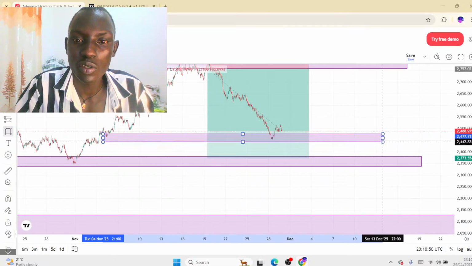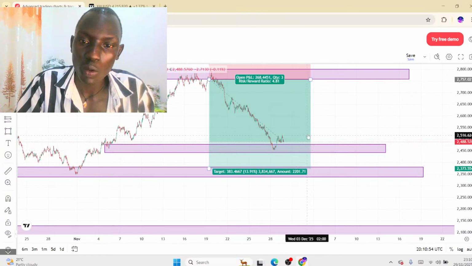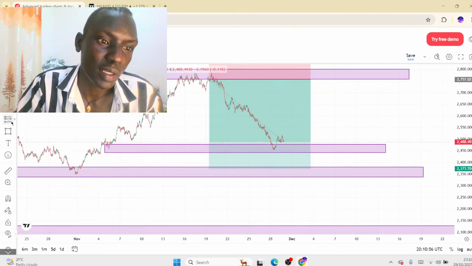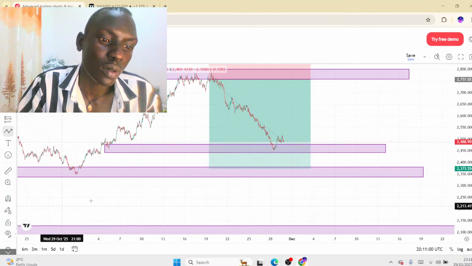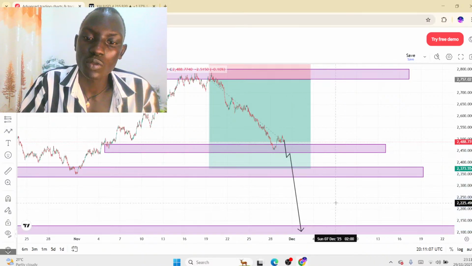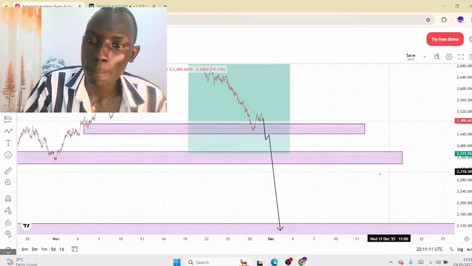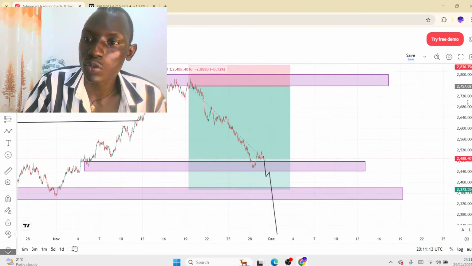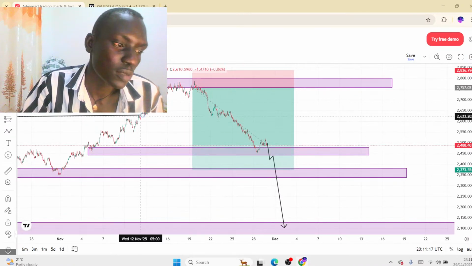So once this zone is broken, we shall know that the market is going to drop completely. Once it breaks this, we shall get to know that we are going for continuous sales from here. See this massive drop.